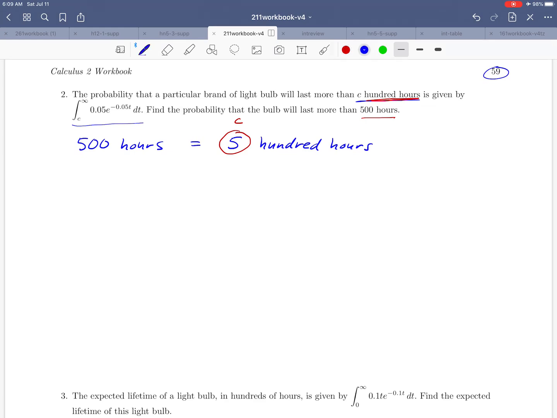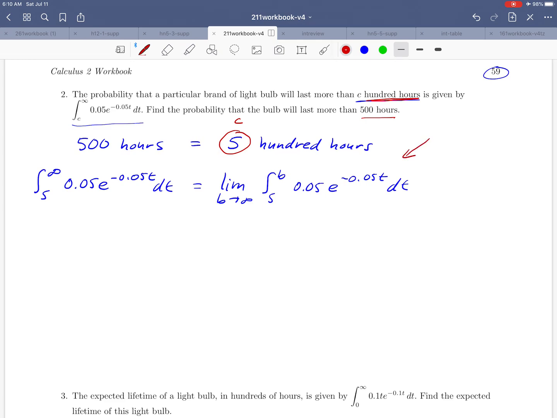Okay, so to get this probability, we're going to do the improper integral from 5 to infinity of 0.05 e^(-0.05t). This is a calculation that we've done a few times, so this is going to be a limit as b goes to infinity of the integral from 5 to b of 0.05 e^(-0.05t) dt. This type of integral has also come up before. So I'm going to skip a few of the details here and just make a comment that to do the details of this integral, technically you would do a u substitution.